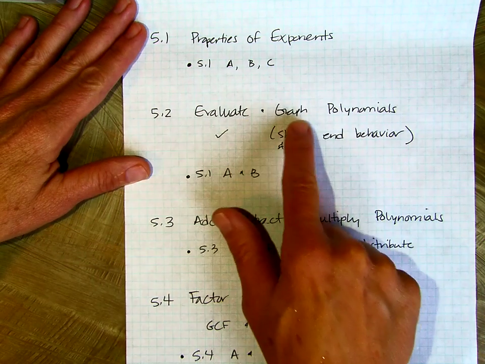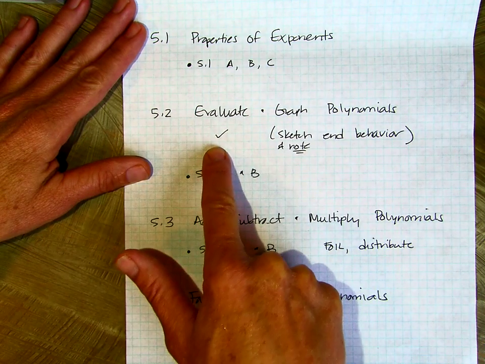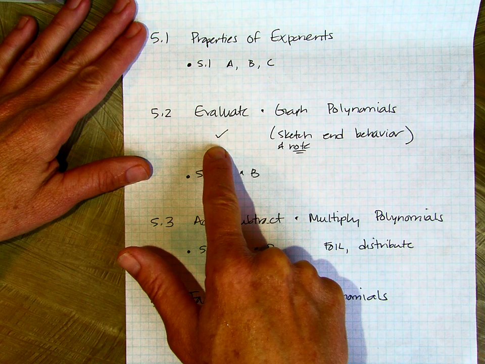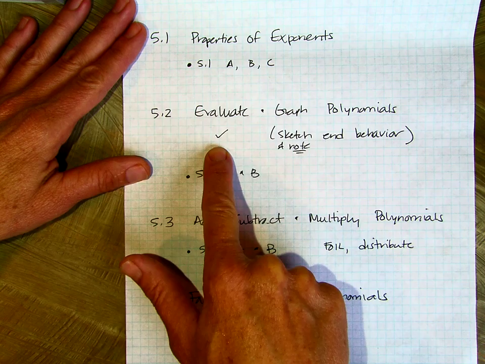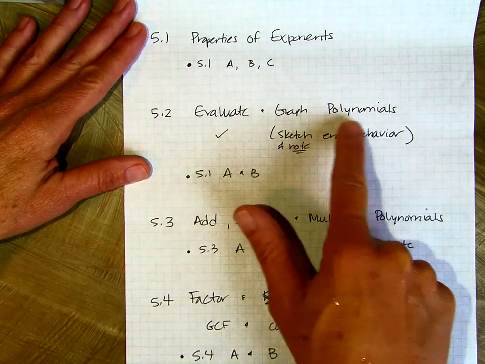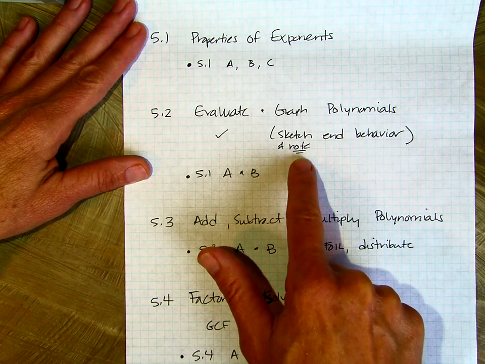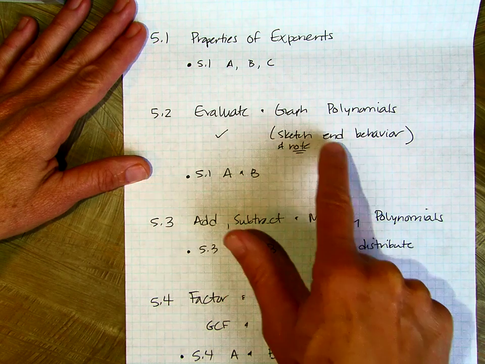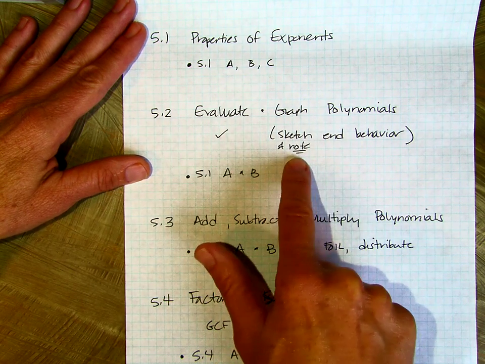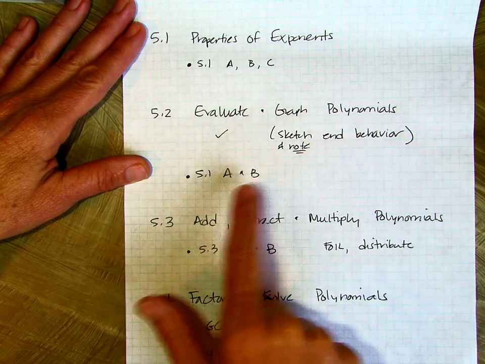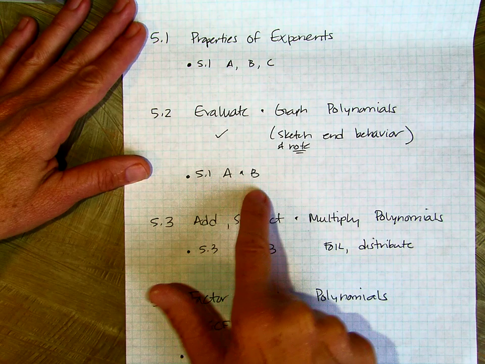This next one, evaluate and graph polynomials. Yes, we'll definitely be evaluating. You'll learn 2 ways to evaluate: direct substitution and synthetic substitution. And then in terms of graphing polynomials, what we're really going to start with is how to sketch what we call end behavior and how to note that. What's the proper notation for end behavior? And again, there'll be an A and a B practice.